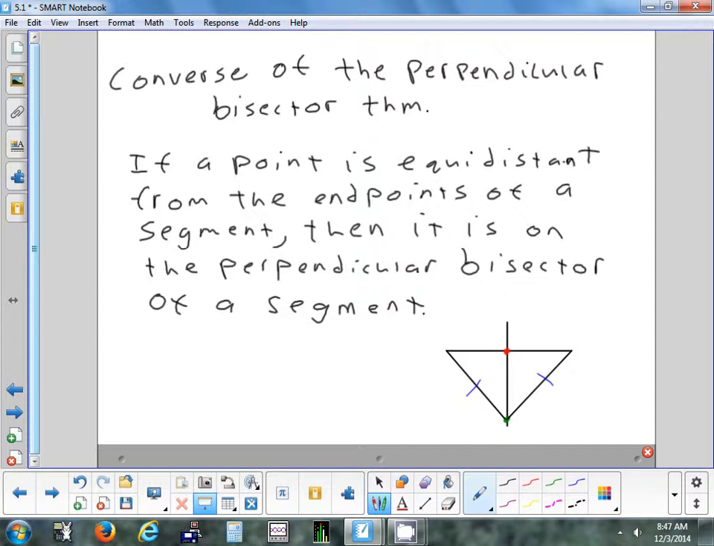Right, because you've got a point, and it's equidistant from those endpoints. It proves it's on the perpendicular bisector, which proves that segment is equal to that, and proves that's a 90. You've got the reflexive property. You've got congruent triangles again. Yep. That would basically be the proof if we wrote everything out formally that I just said. Any questions on the converse? Everybody have the converse of the perpendicular bisector theorem?